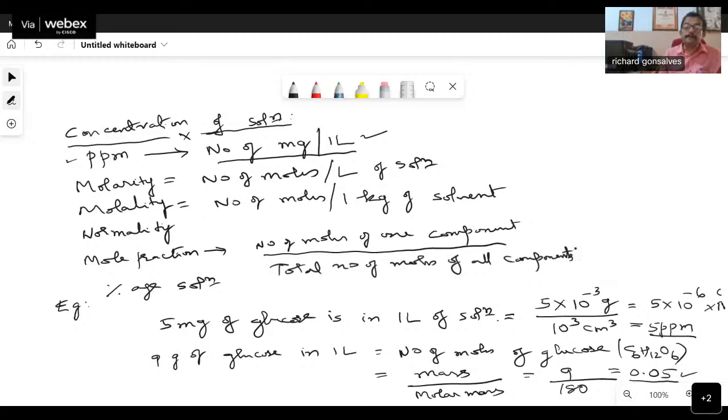Now, these many moles are present in what? 1 liter. Is it not molarity? Therefore, molarity is equal to 0.05. How do you find molarity? First, find out number of moles per liter. How do you find moles? Mass by molar mass will give you number of moles, and that in liter will give you molarity. This is the second.